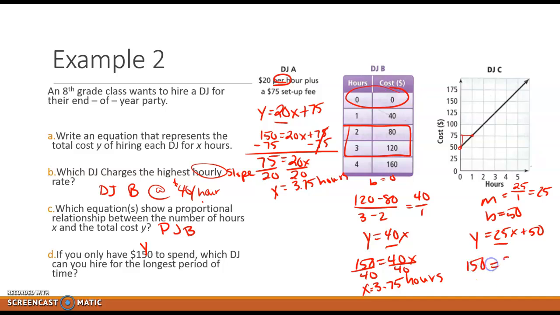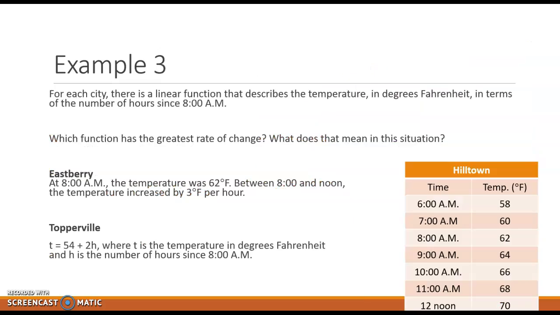And then we have 150 equals 25x plus 50. So we subtract 50 from both sides. We end up with 100 equals 25x. Divide by 25. And we get that for DJC, x is 4 hours, which is the better option. So which DJ can you hire for the longest bit of time? That would be DJC. And so that's how we use a sentence, a table, and a graph to compare.